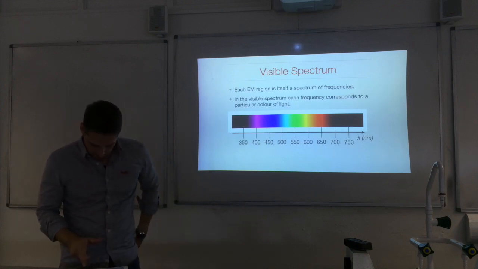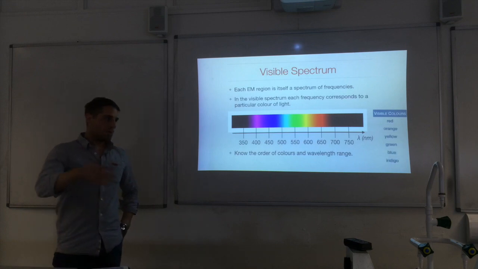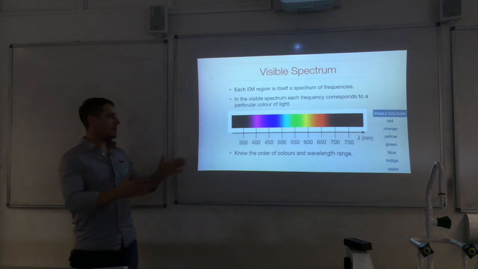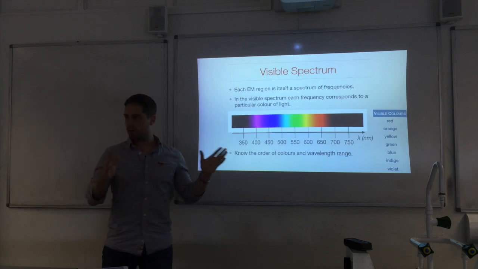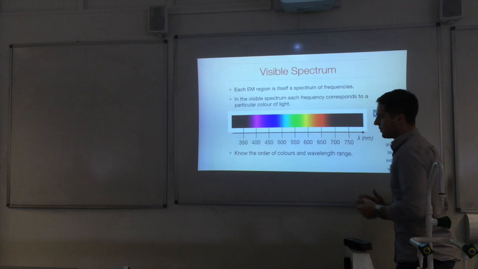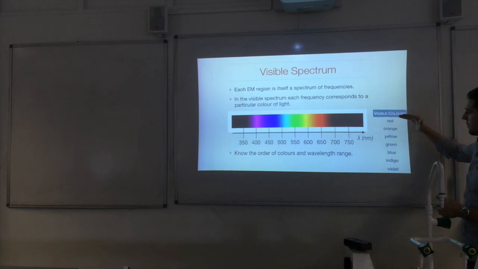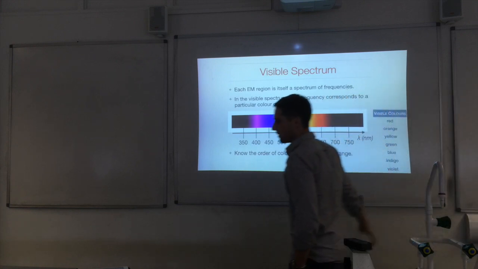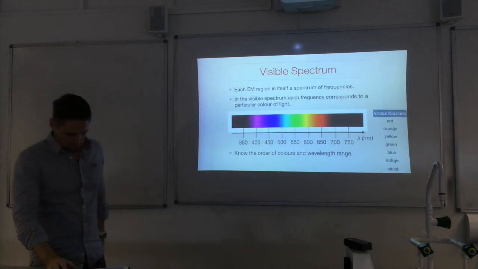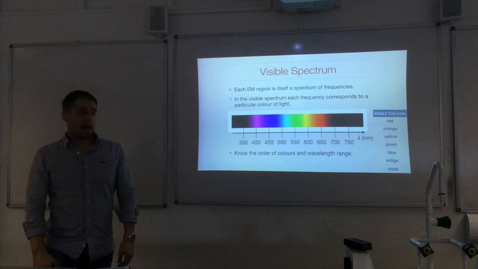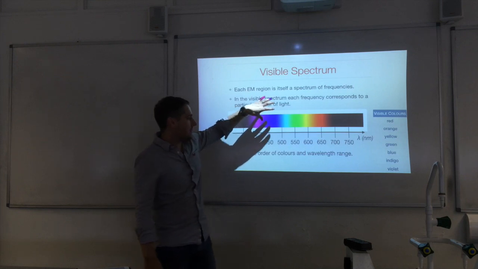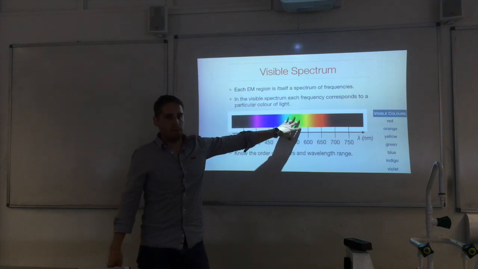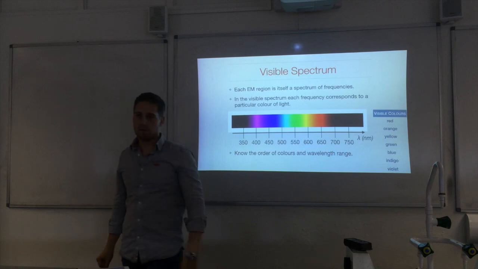Okay, so there's that blending in, and you need to know the order of colours, and you also need to know rough wavelength values for those. So we've got, going from long to short, red, orange, yellow, green, blue, indigo, violet. You need to know those colours in order, and you need to know that violet has a wavelength around 400 nanometers. In the middle you're on about 550 nanometers, and then 650 for the long end.